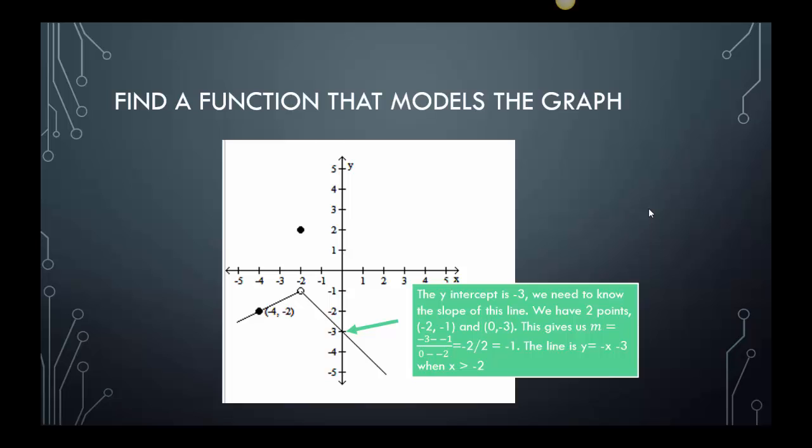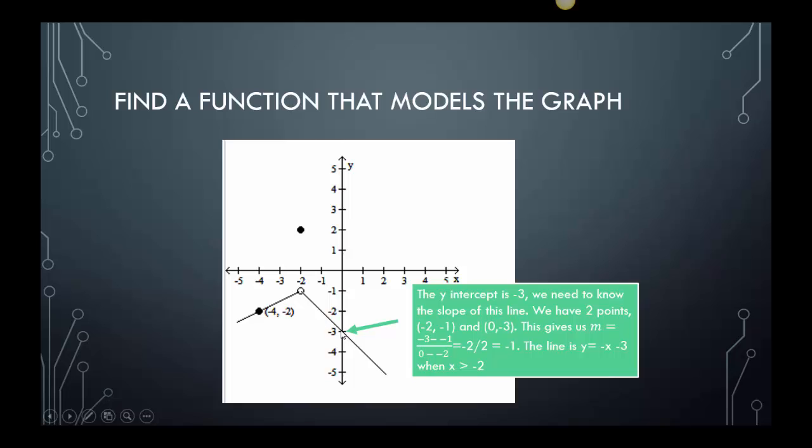That's going to be important because I'm going to need that as part of finding the equation of this line. So if I know the intercept, the other thing I would need to know is the slope. And I can get the slope because I know 2 points. I know this point is -2, -1. I know this point is 0, -3. So what we need to do is find the slope of the line containing these 2 points.